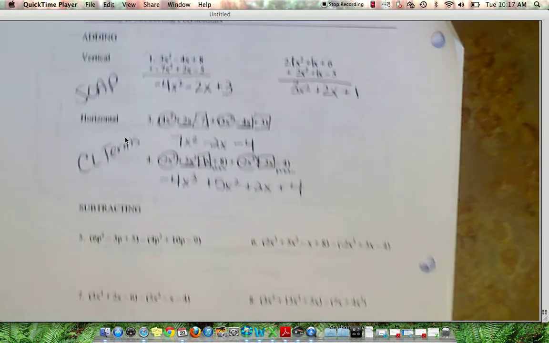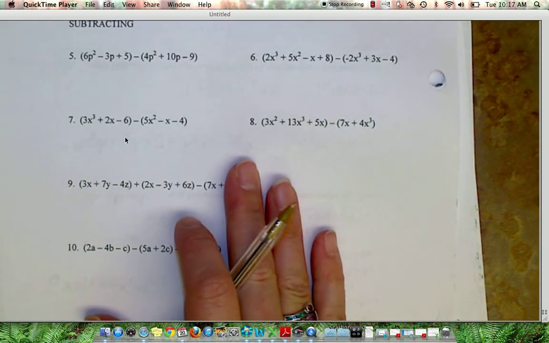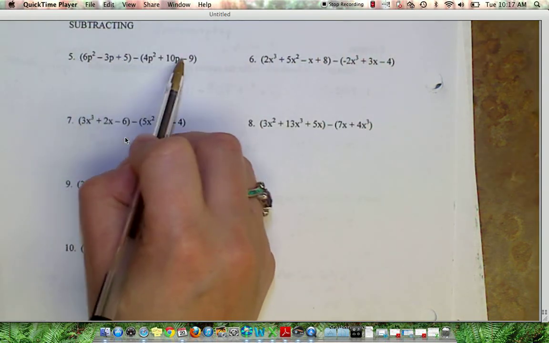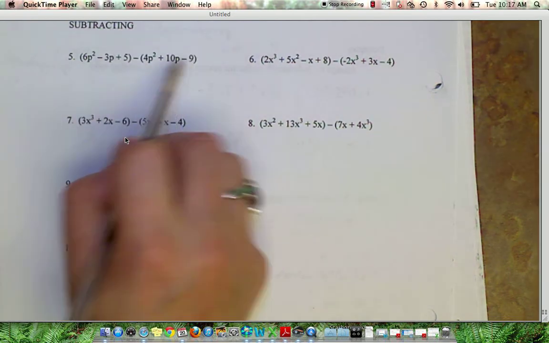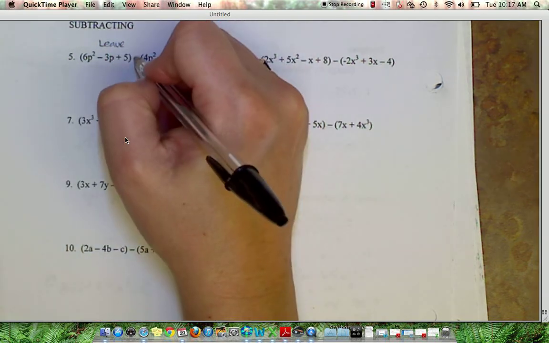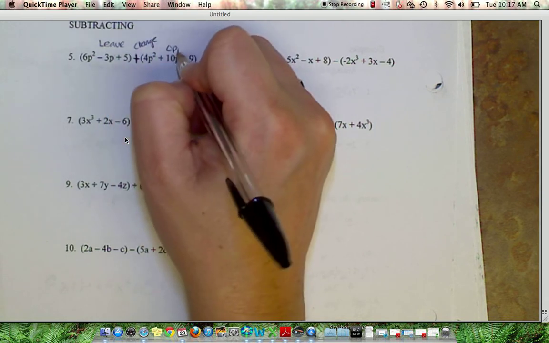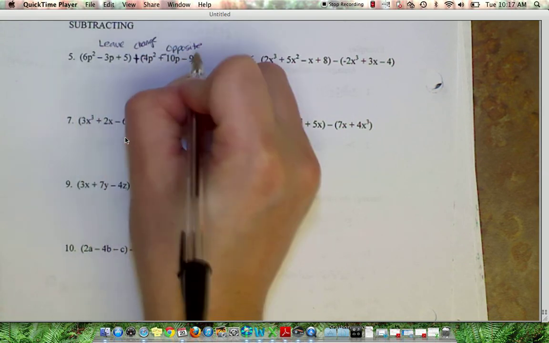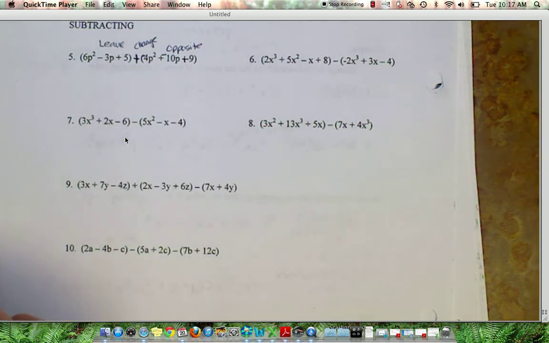Subtracting is exactly the same with one minor difference, but also a skill that we've already been using. So we want to take this polynomial and subtract this polynomial. So what we need to do is adjust this and make it into an addition problem. So we're going to leave this one alone. We're going to change the sign to addition. And then we're going to do the opposite of all of these. So this becomes negative, this becomes negative, this becomes positive. Leave this one alone, change it to addition, do the opposite of all of these.